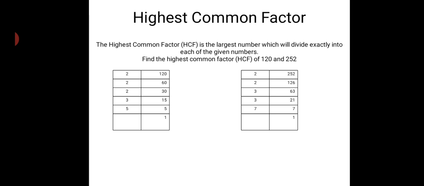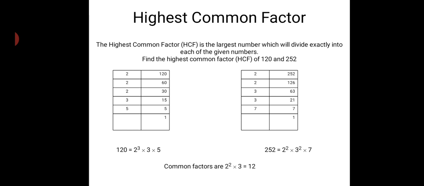Now 252. The same method we will use. Divisible by 2, it gives 126. Then divide by 2, it gives 63. Divide by 3, it gives 21. Divide by 3, it gives 7. Now we will write the factorizations one by one. For 120, 2 comes 3 times, so I have written 2 power 3 into 3 into 5. And the prime factorization of 252 is 2 comes 2 times, 3 comes 2 times, into 7.